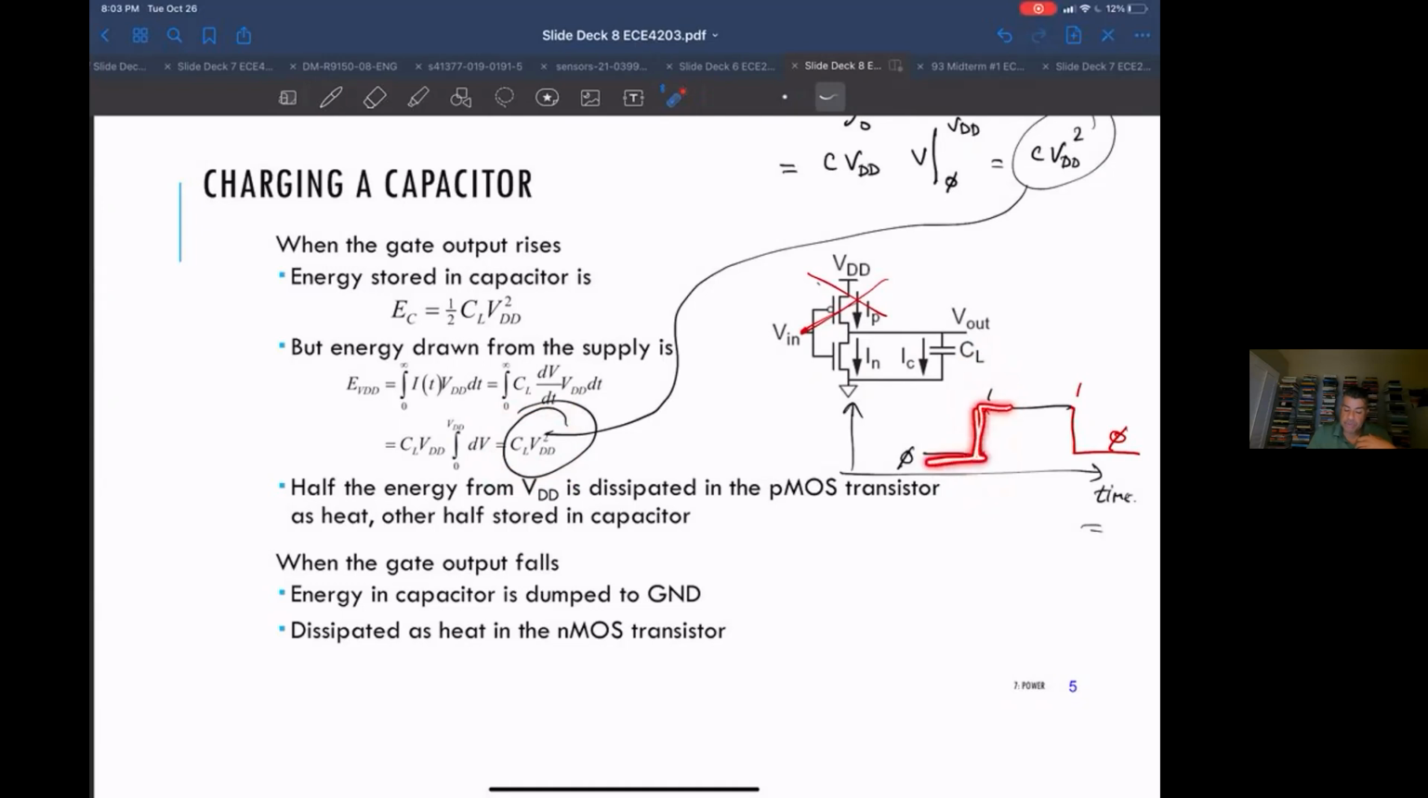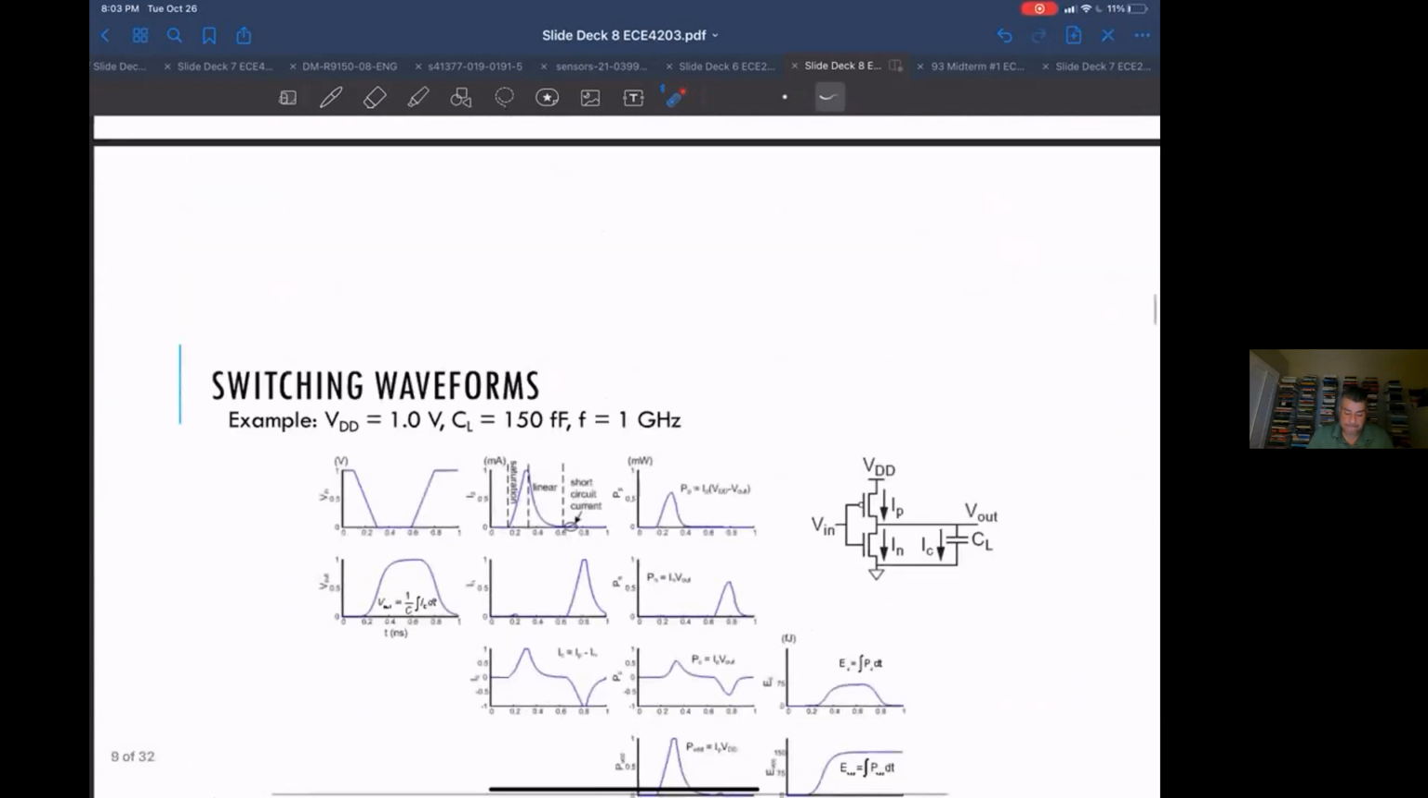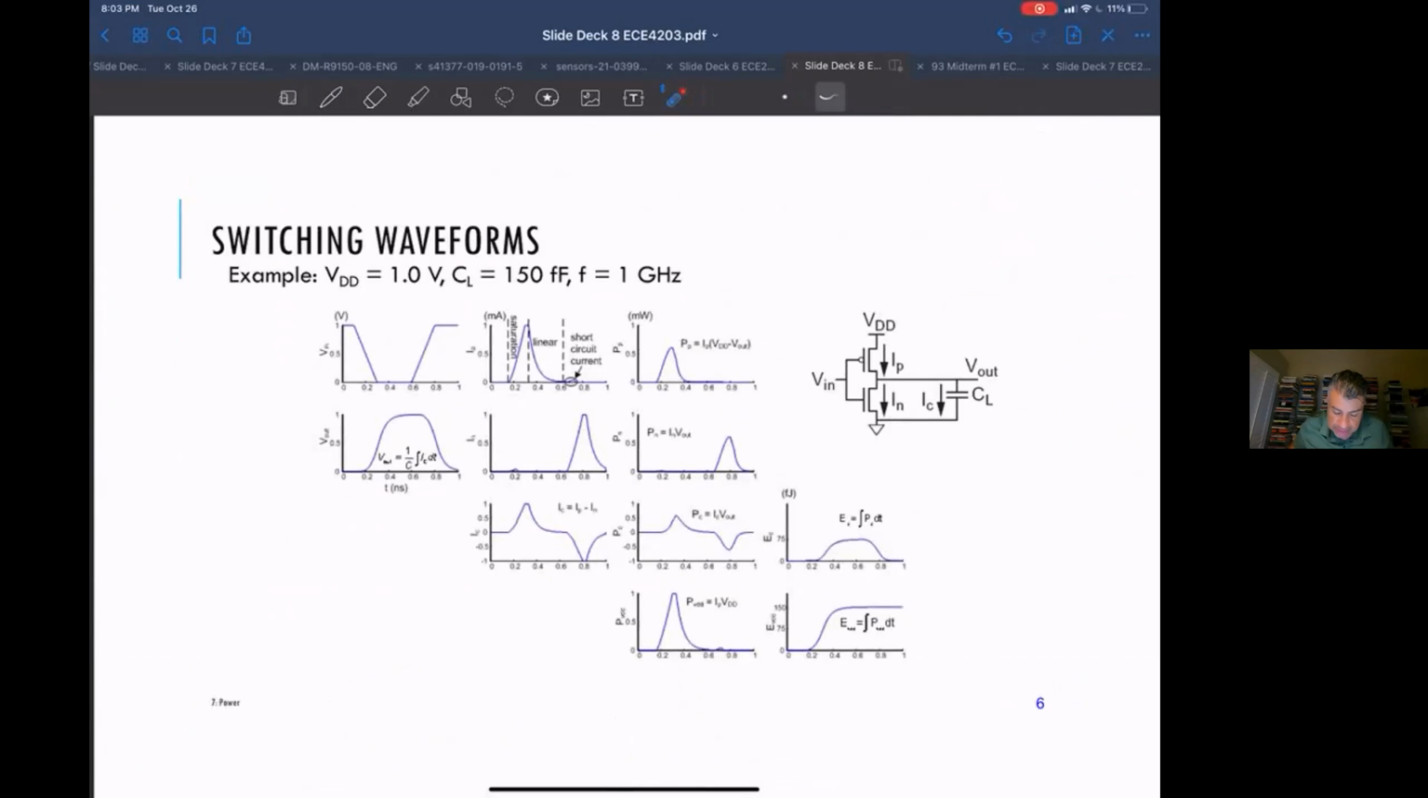Half of it gets used to charge up the capacitor, and the other half is dissipated in the form of heat in the PMOS. Then in this low going transition, we aren't pulling anything from the power supply, and we're just heating up this NMOS as it's discharging that energy that we dumped onto the capacitor. Any questions about that? I think the key thing is we're only taking this much on this rising edge and nothing from the falling edge. Okay. So let's look at the actual waveforms.